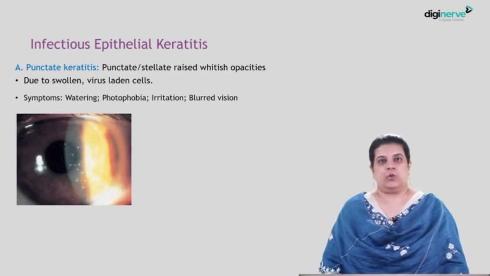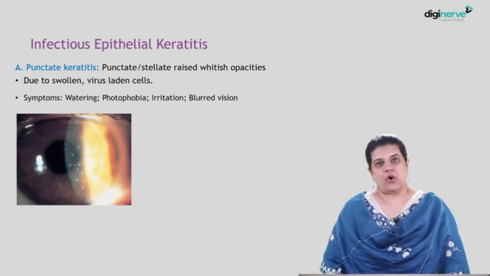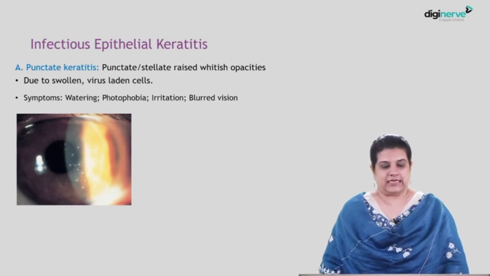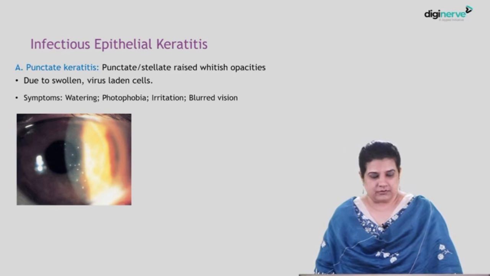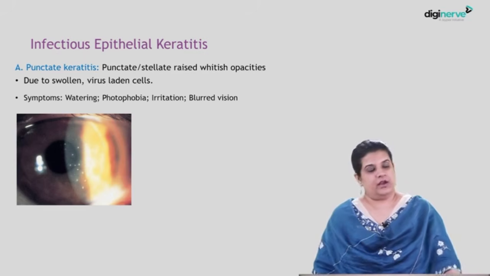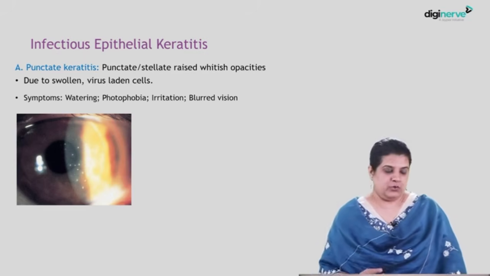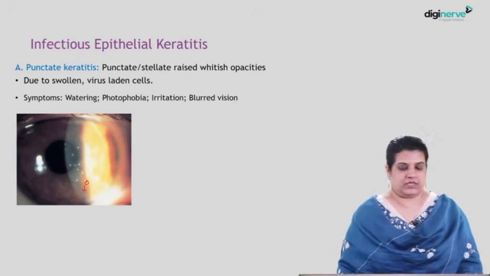So to begin with, we will talk about infectious epithelial keratitis where epithelium is involved. The first form of this is punctate keratitis, in which we have punctate, stellate, raised whitish opacities which are there because of swollen virus-laden cells. The patient presents with watering, photophobia, irritation and blurring in the vision. So here we see small pinhead-like white opacities, and these opacities are laden with viruses.